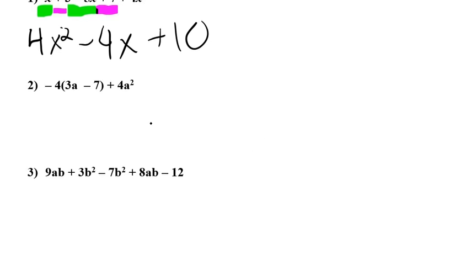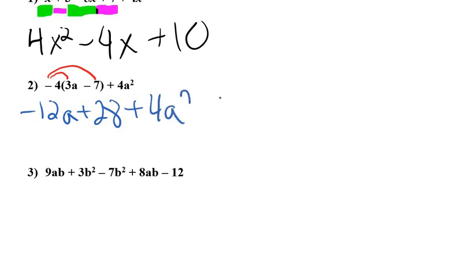So with number 2, we're using the distributive property. So we're going to distribute over the parentheses. And so -4 times 3 is -12a. -4 times -7 is +28. And plus 4a. And when we're done, we see that there are no like terms.